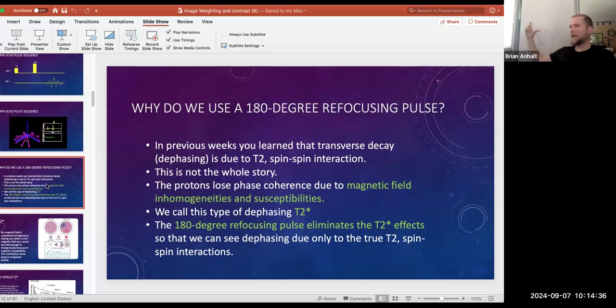Because we have this quick dephasing due to susceptibilities and inhomogeneities, we can never truly measure T2 interactions unless we do something. That is why we use the 180-degree refocusing pulse. So essentially what happens is we excite, we have transverse magnetization, it decays away super fast, and then we transmit another pulse, which I'll show you some models of in just a second. That transverse magnetization then again grows and then decays again. And we measure that growth and decay, and that is called the echo.